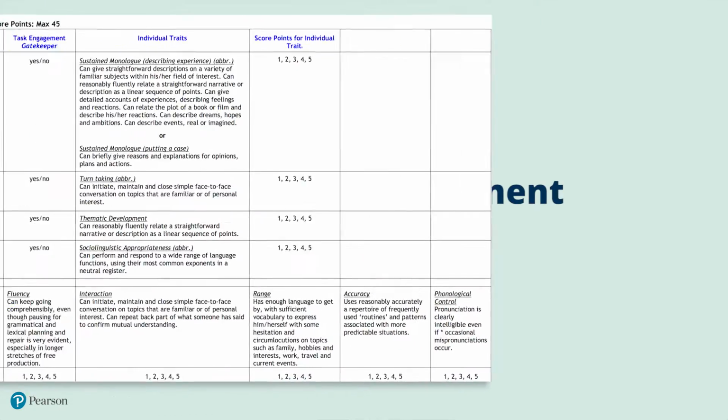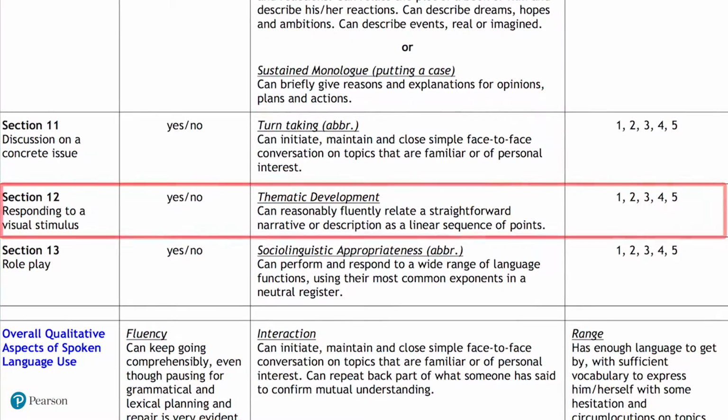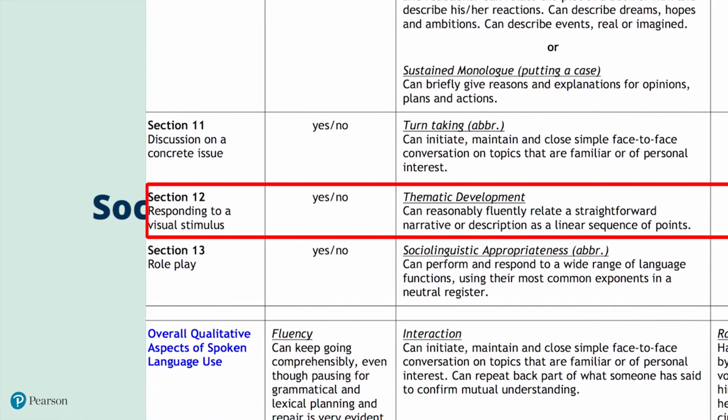Thematic development focuses on the ability to structure and manage discourse in terms of thematic organization. In Section 12, the stimulus is a picture. By describing it, the test taker should show they can impose some structure on what they're saying. The expected structure will be very simple at low levels, a list or sequence of points. But at higher levels, test takers have to show they can support their main points with some detail or integrate sub-themes and round off with a conclusion.